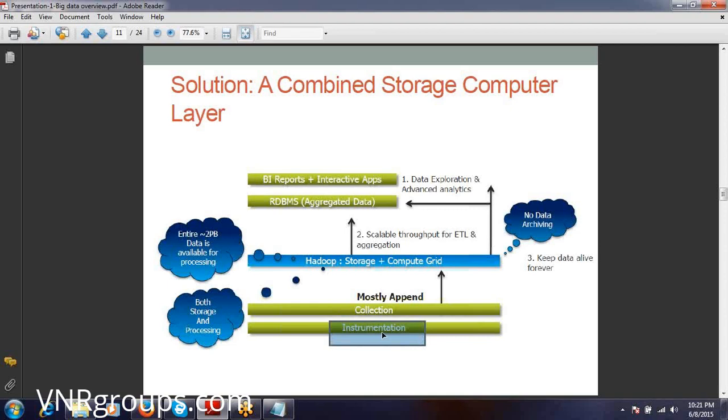Same thing, instrumentation is nothing but the data generation phase, and it has been collected here, and it is going to be stored onto the Hadoop. It's a grid. Hadoop is the solution to handle all your big data problems. Hadoop is a framework, and it is going to provide two things: one is storage as well as computation. So whatever data you are giving here is going to be stored onto this Hadoop grid.